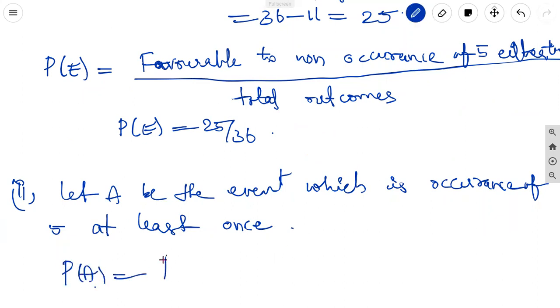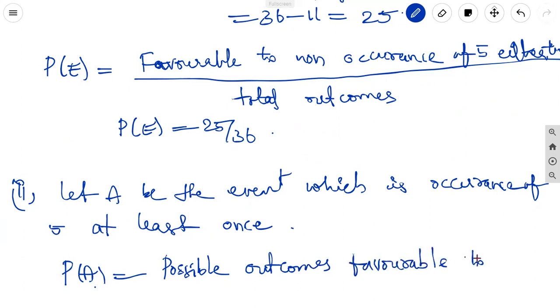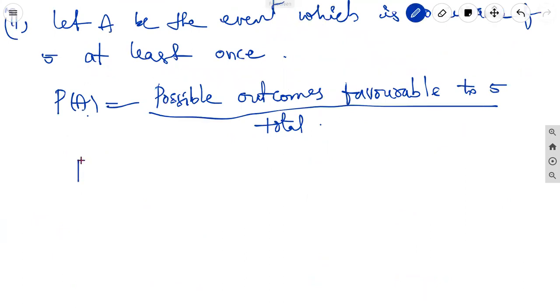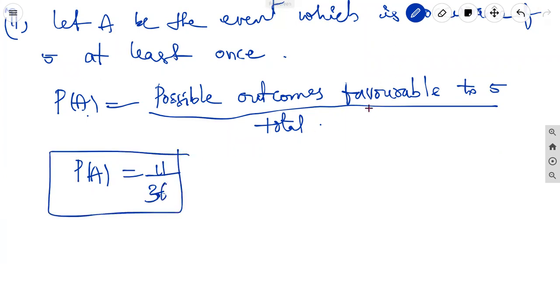P of A equal to possible outcomes favorable to 5 by total. How many are there favorable to 5? 11. Already we discussed. So P of A equal to 11 by 36. Both are favorable to 5, non-favorable to 5. You are getting the total outcomes, that is 25 plus 11, 36 by 36. Okay, it is the answer.